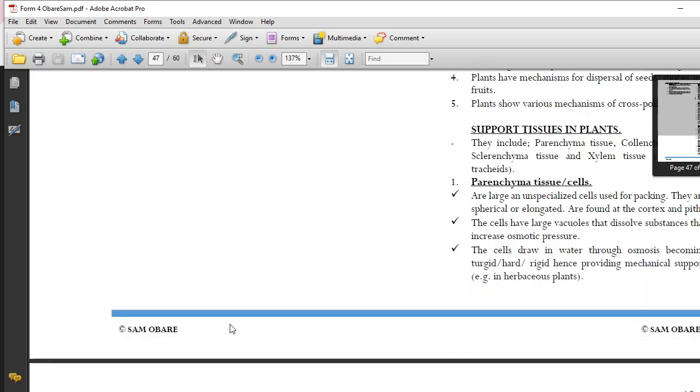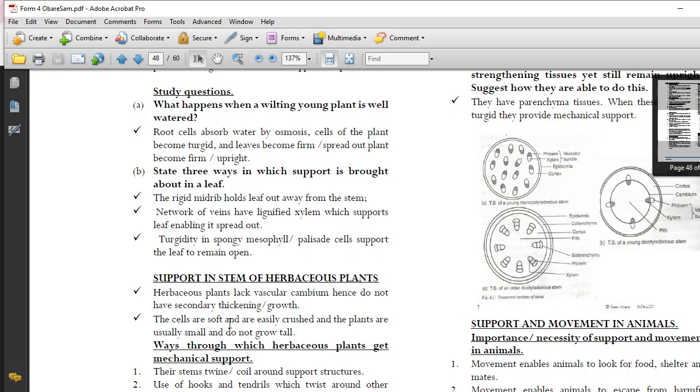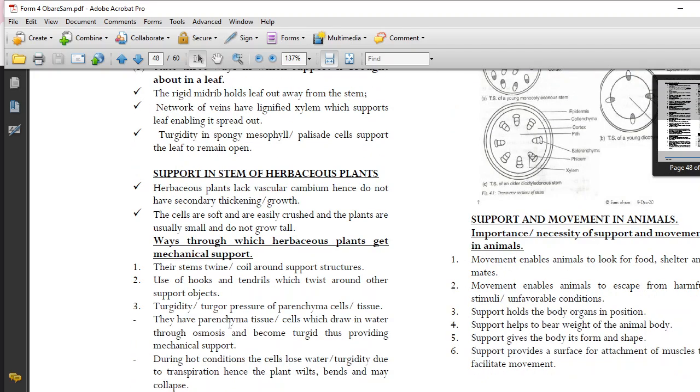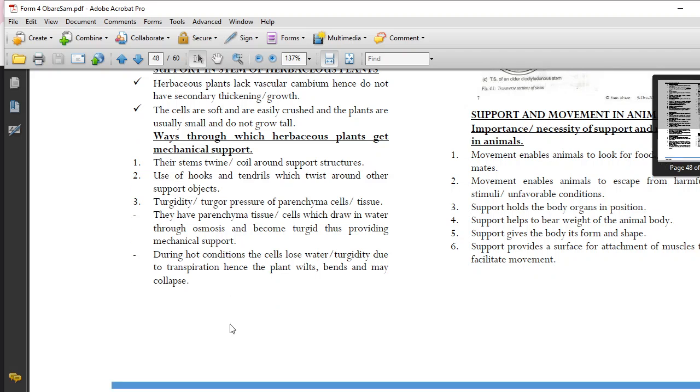3, support tissues. Which ones are they? From the parenchyma, collenchyma, sclerenchyma, the xylem, and then ways in which herbaceous plants support themselves. That is through coiling, use of spines or spikes. Then there is also twining. Then there is turgidity that is brought about by the parenchyma cells absorbing water.